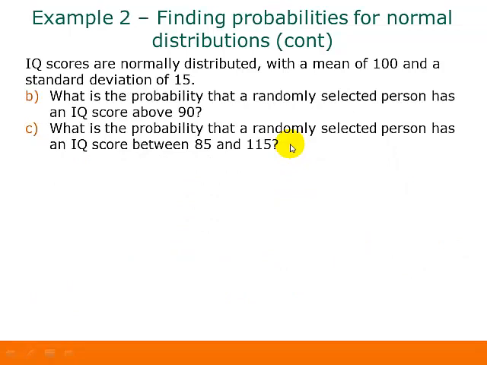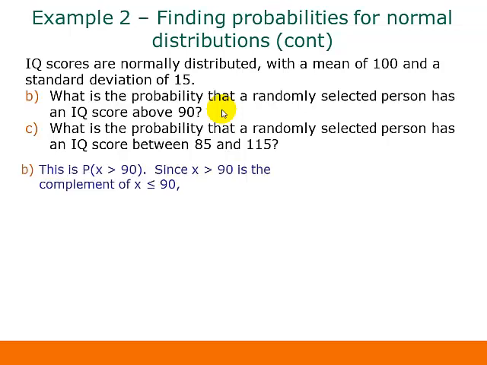So part B of this problem says, what is the probability that a randomly selected person has an IQ score above 90? Now this time we're going to use the complement to figure this out. Since we just found the probability that x is less than or equal to 90, x greater than 90 is the complement of that. So all we would have to do is subtract our previous answer from 1. Our previous answer was 0.2525, so if we subtract that from 1, we get 0.7475.